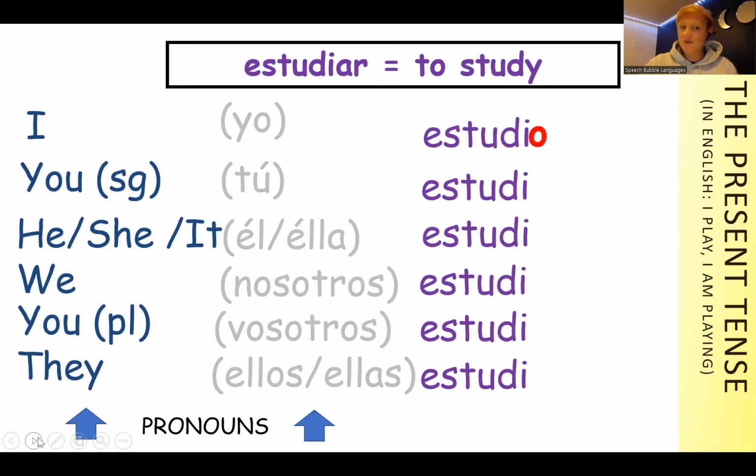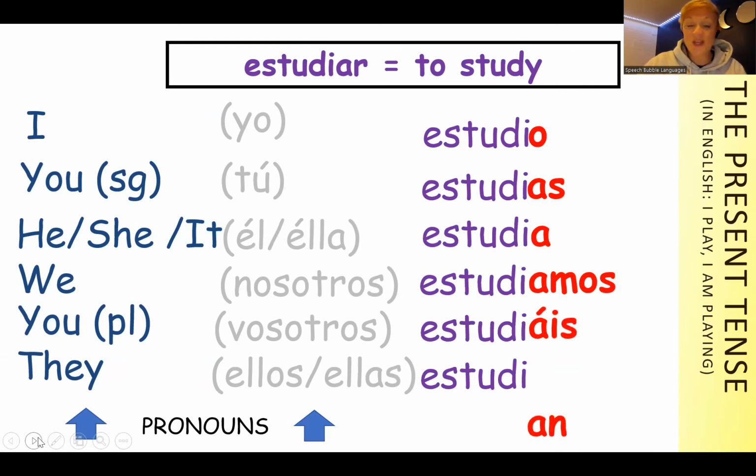What about the rest of this verb? Do you know it already? If you think you do, pause it, scribble it, and then hit play to check. If not, follow along with me now. I study, estudio. You study, estudias. He studies, she or it, maybe he or she only there is studying, estudia. We study, estudiamos. You all study, estudiáis. And finally, estudian to give you they study.